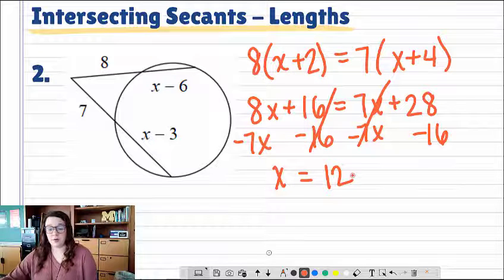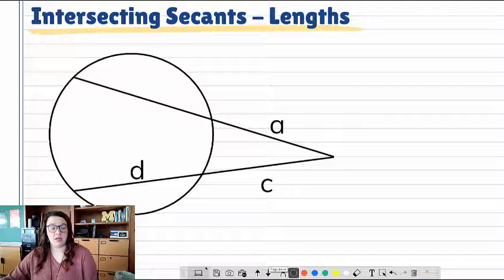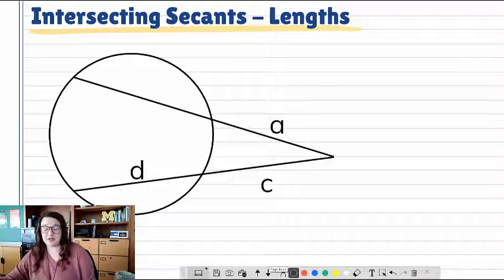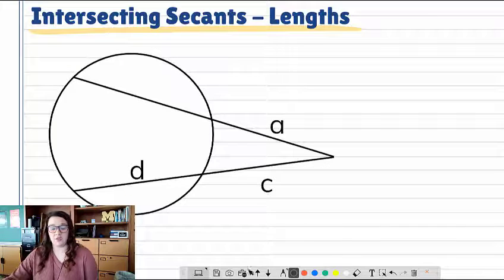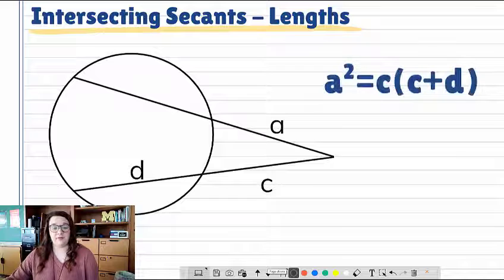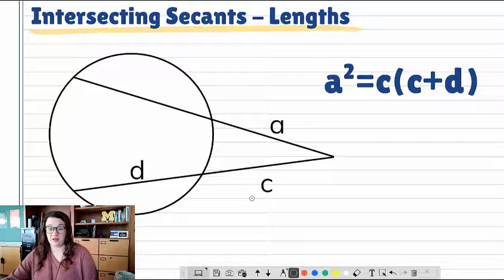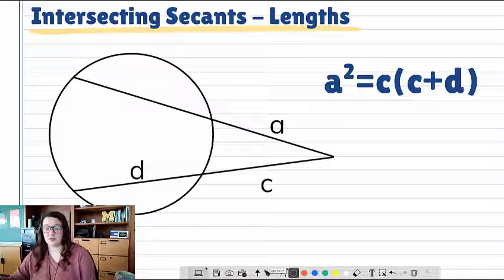We have one last property to try. It is, again, intersecting secants with lengths, but we have fewer variables here, A, C, and D this time. So here's the property: if we have A, one of the external secants, and you square it, it equals C times the sum of the other secant. Take a minute, jot this down. I know I've been going fast in this video, so hopefully you're able to pause as often as needed.